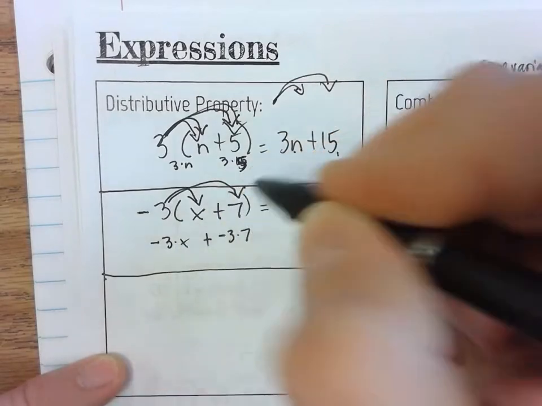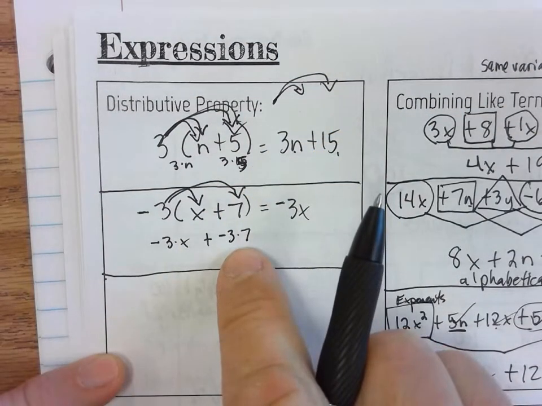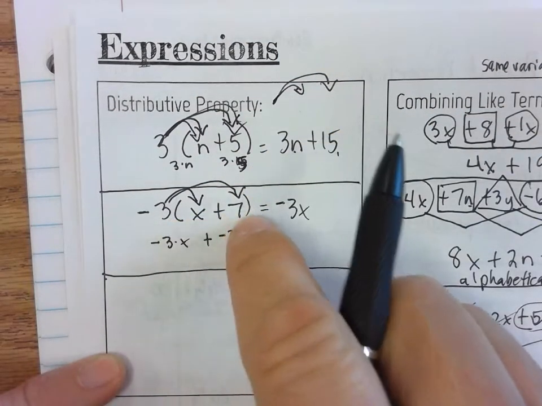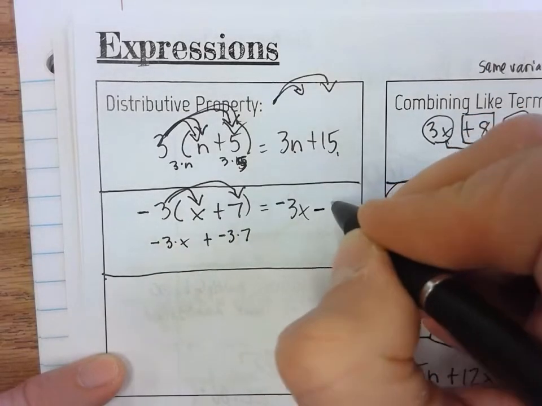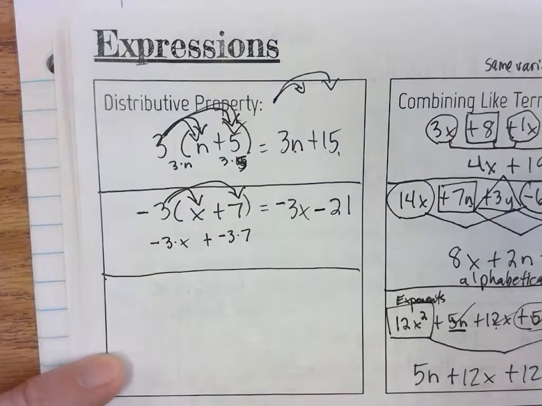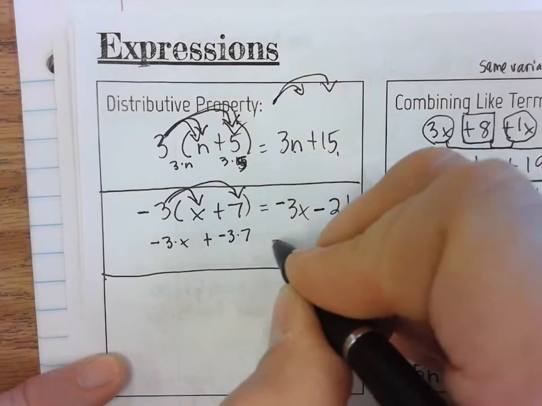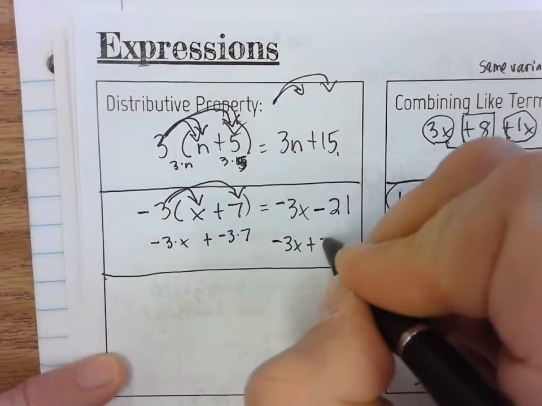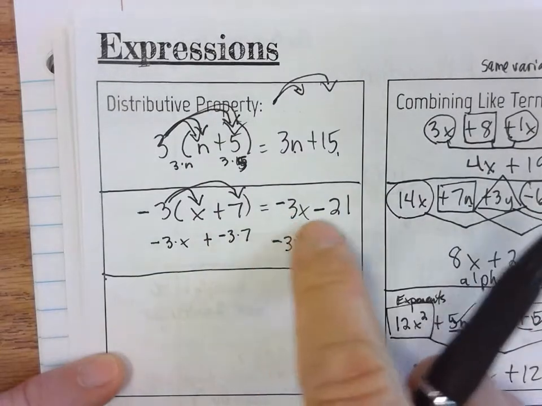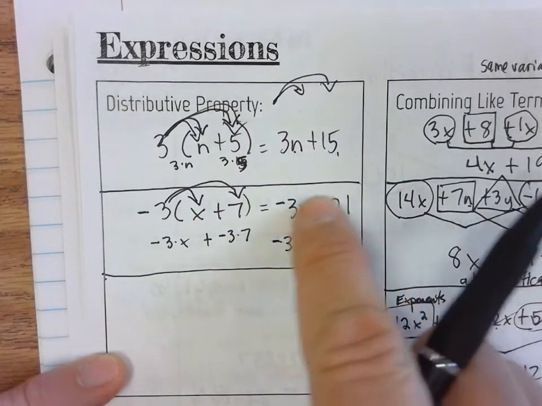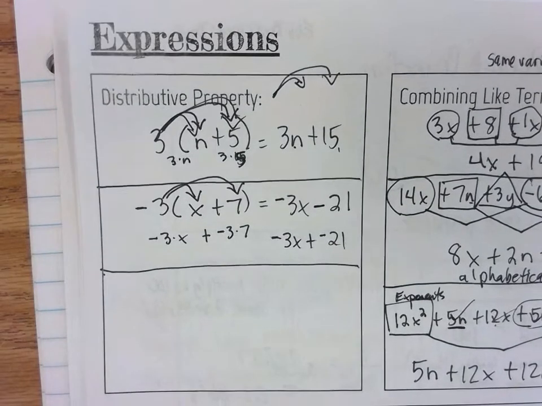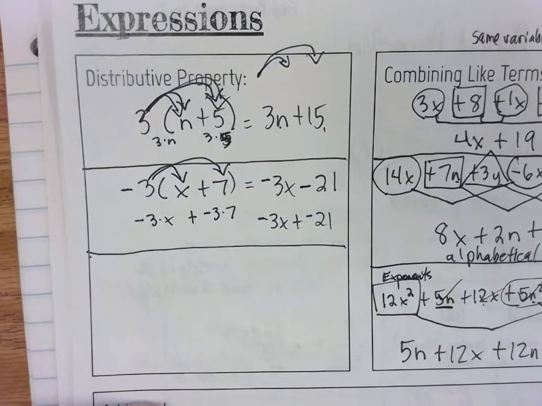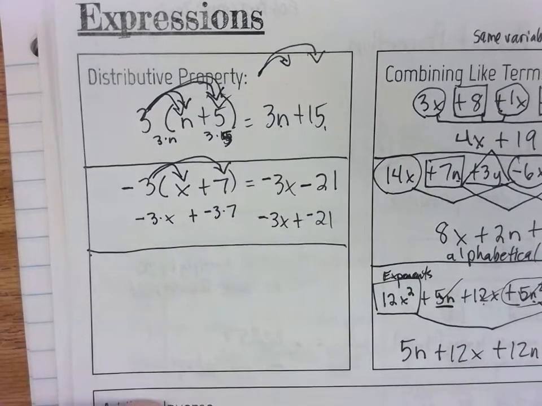And negative 3 times 7, of course, that reviews our integer rules. A negative times a positive is a negative. So you're probably going to see it like this, negative 21. Now just remember, you could write it like this, negative 3x plus negative 21, but you're more than likely going to see it like that, negative 3x minus 21. That's probably going to be what you're going to see on the EOG. So be prepared for that, soldier. Don't let that sneak up on you and get a sneak attack in.